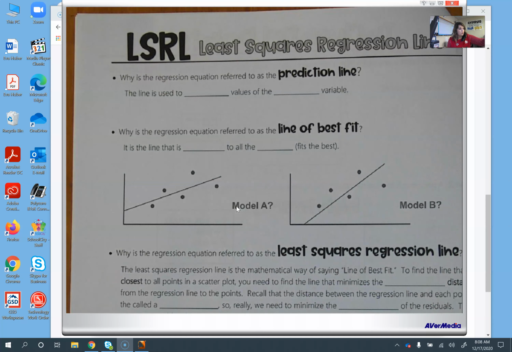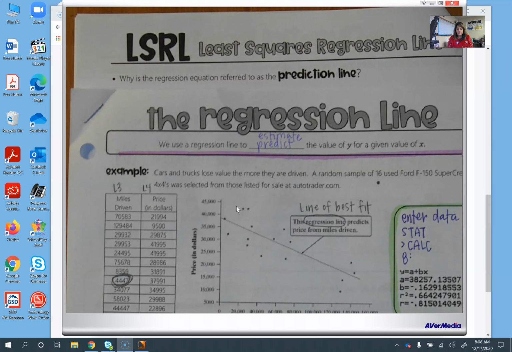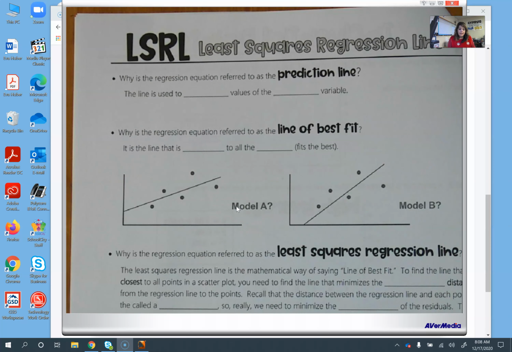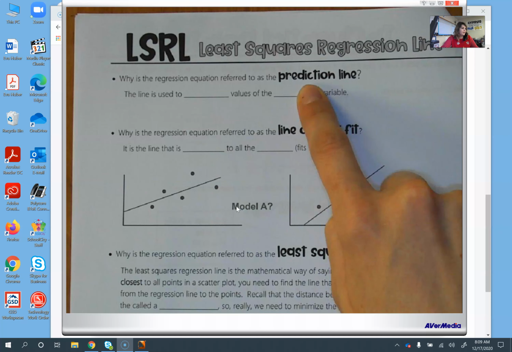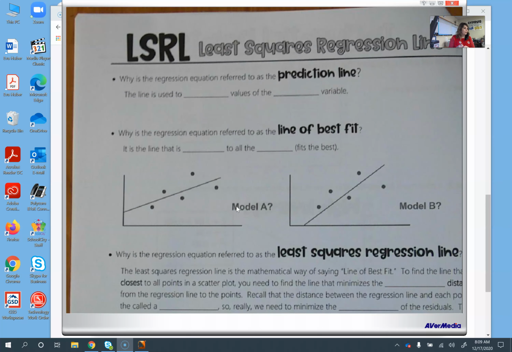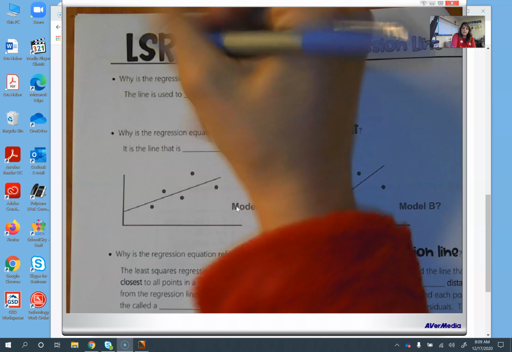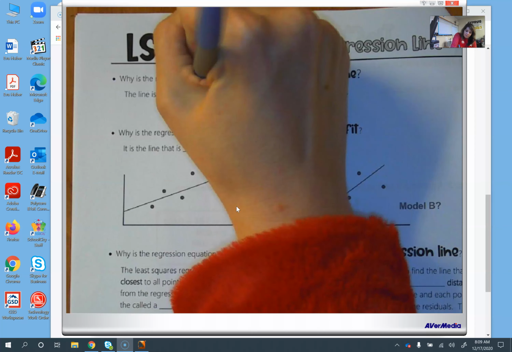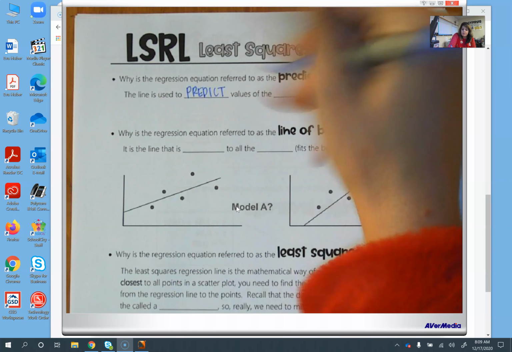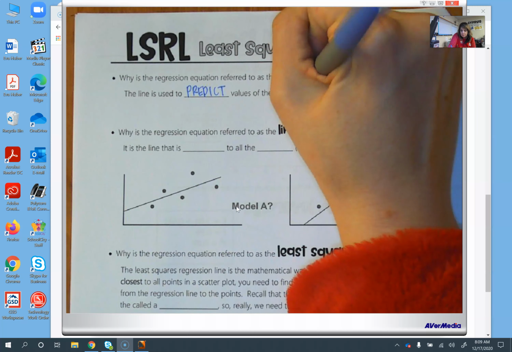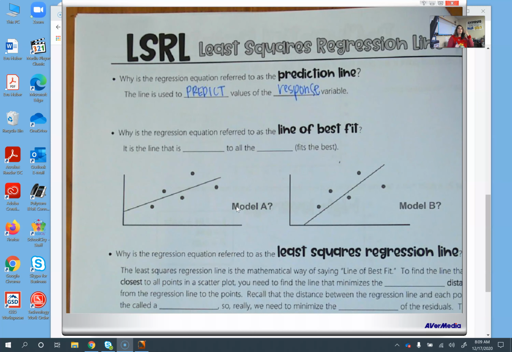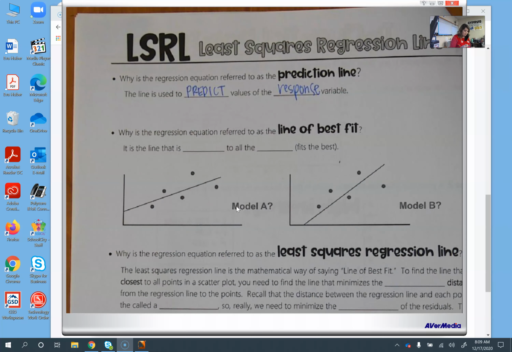And let's talk a little bit more about our regression line. So the regression equation, and remember I'm referring to this guy that we've already learned, is sometimes referred to as the prediction line. Why would we sometimes refer to our regression line as the prediction line? Well, that's because we can use it to predict values of the response variable. So it makes sense that sometimes we would call the regression line the prediction line.